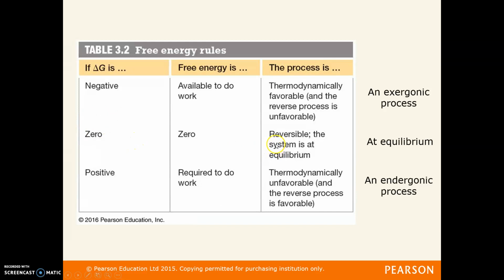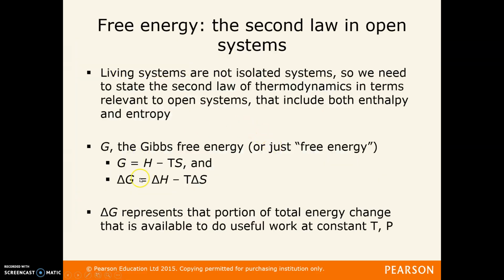So let's take a look at how we calculate delta G. Of course, it all comes down to this equation right here. So the Gibbs free energy, or delta G, is equal to the change in enthalpy minus the temperature times the change in entropy.